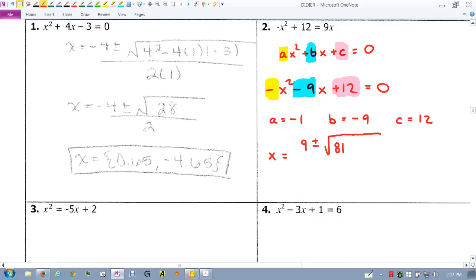81. Minus 4 times a, what's a? Negative 1 times c, which is 12. The entire thing, everything, all the way across. 2 times a, which is negative 1.